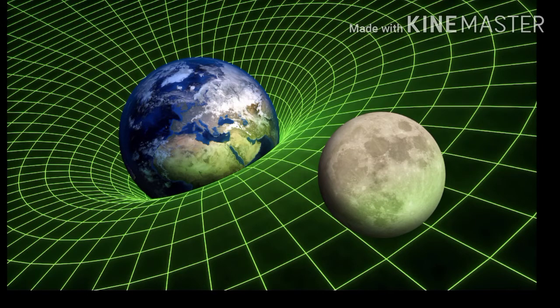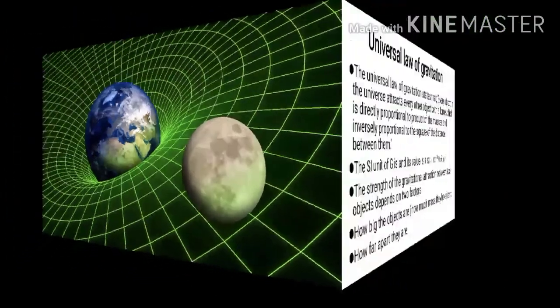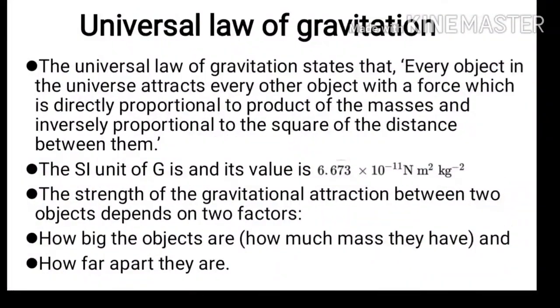So let's move on to the universal law of gravitation. The universal law of gravitation states that every object in the universe attracts every other object with a force which is directly proportional to the product of masses and inversely proportional to the square of the distance between them.